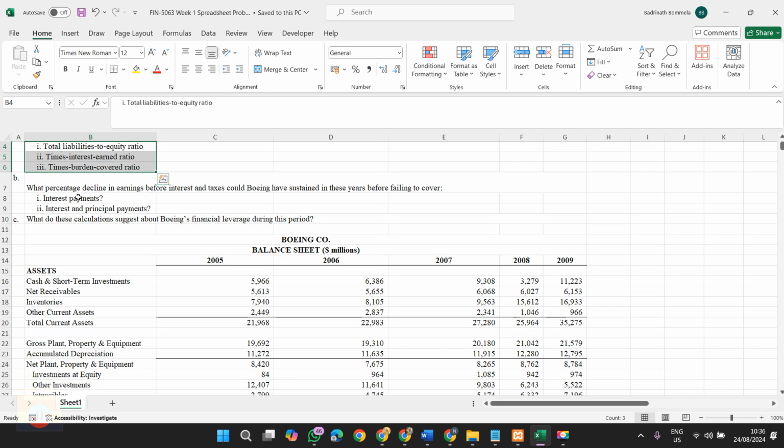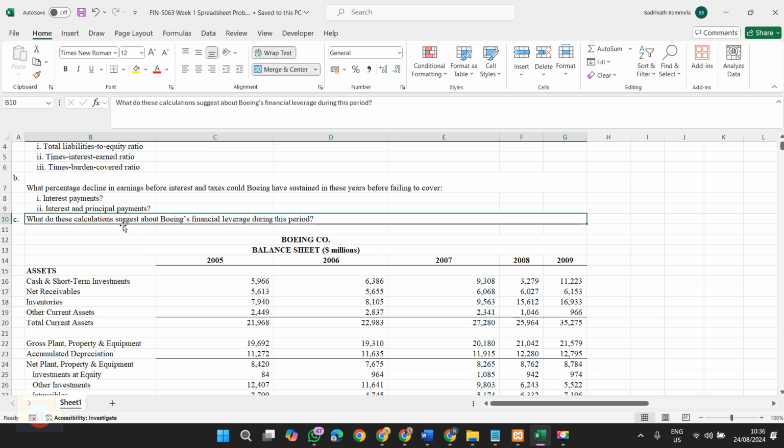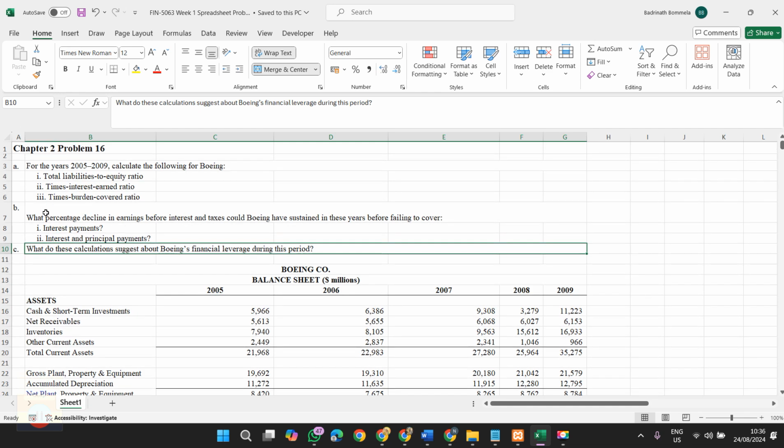And in addition to that, we are supposed to calculate the interest payments requirement and the principal and interest payments requirement. And finally, based on the values that are calculated, we are supposed to make some comment on the values. These are the three important parts we'll be doing: A, B, C.